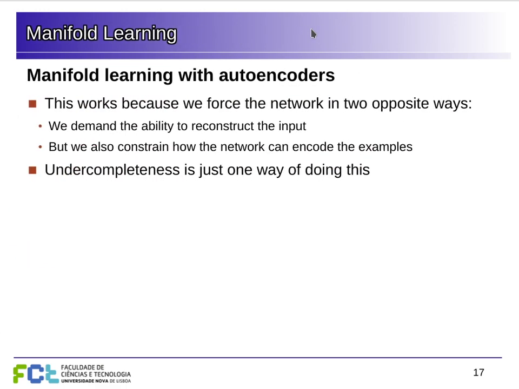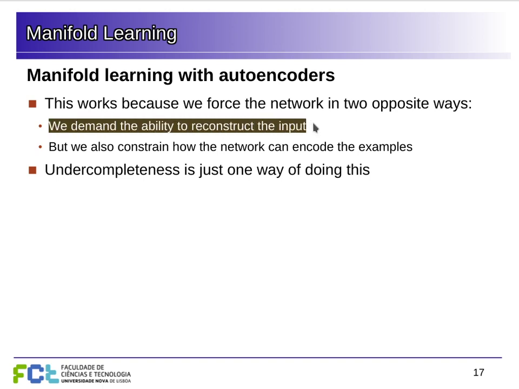So basically, with autoencoders, if you use undercomplete autoencoders, it's very simple to learn a manifold for the data. And this works because we are pushing the network into doing two different things. First, we want the network to reconstruct the input from the encoding. So it will encode the data and then recover the input from that encoding.